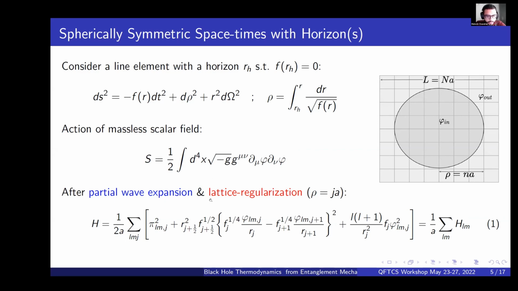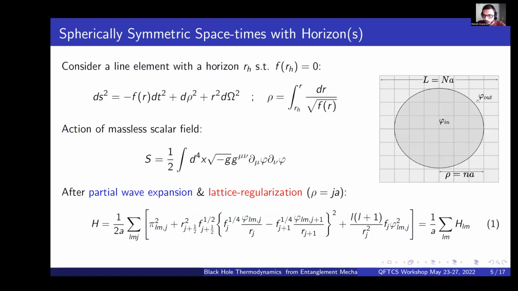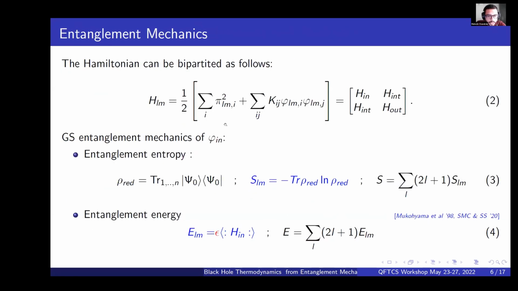Now, at the end of this procedure, what we obtain is basically a Hamiltonian which looks seemingly complicated, but it's essentially a chain of harmonic oscillators that are coupled together. It is basically quadratic in phi. So the next step of the process is to bipartite the system, basically bring a partition of the scalar field in such a way that it divides the scalar field into two, phi in and phi out. And we look at the correlations between phi in and phi out.